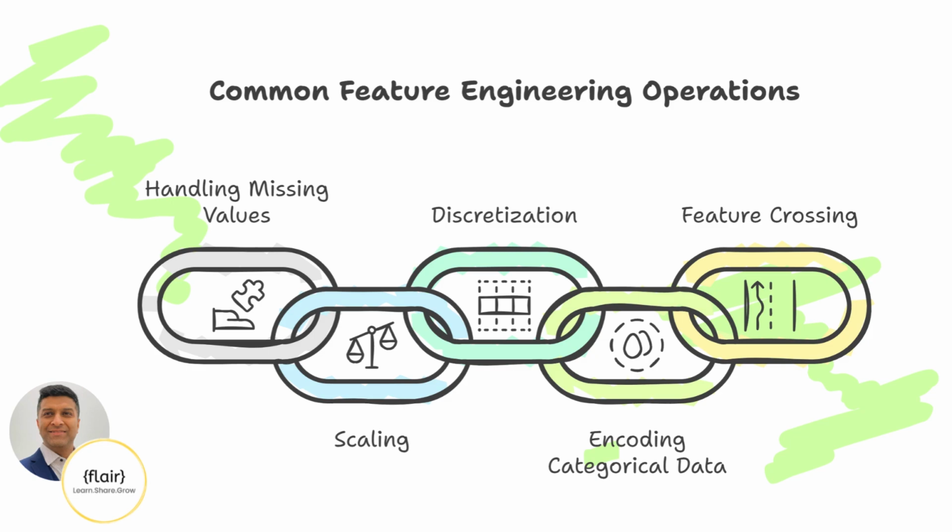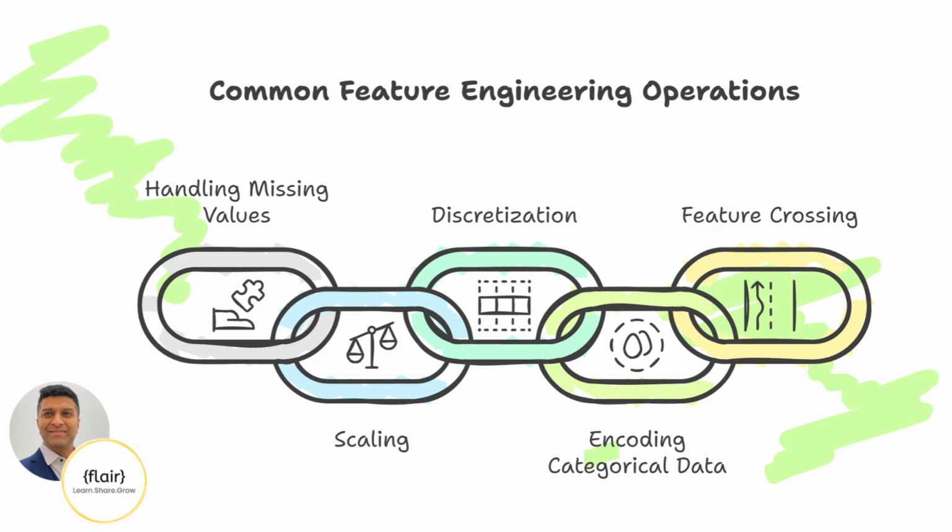Discretization is when you turn continuous values into discrete ones. This can help in some cases, but it's not always necessary. For categorical features, you'll need to encode them into a numerical format. Methods like one-hot encoding or embedding layers are popular here. And then there's feature crossing, which means combining two or more features to capture relationships that the individual features might miss. If you're working with sequences, think text or time series, you might use positional embeddings to represent the order or position of elements.